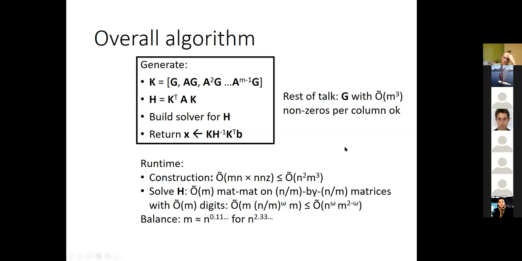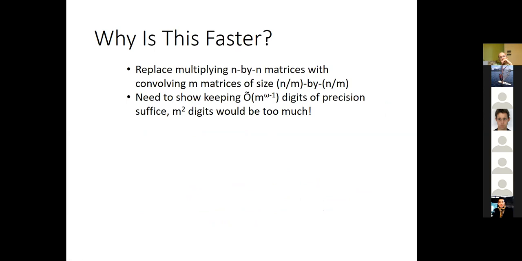So that's essentially the overall idea. If you want to think about this at a little higher level, what we are essentially doing is we're replacing multiplying n by n matrices with convolving m matrices of size n over m by n over m. And the only way that this actually speeds up over n by n operations is that when we deal with these smaller size matrices, we only need to keep about m digits, which by our earlier estimate, even just the size of these numbers is about n to the m. So even the leading bits in these numbers, there are m digits.